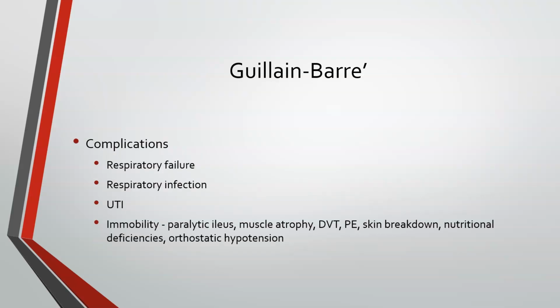Respiratory failure is a complication here as well. If you recall earlier, I said a lot of times as the paralysis goes from the lower extremities up through the body, the patients will have to have some form of support. Respiratory infections, a lot of that must be taken care of. UTIs, and immobility. Immobility is a concern in GBS as well.